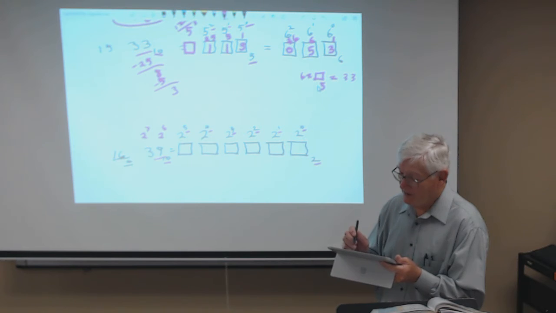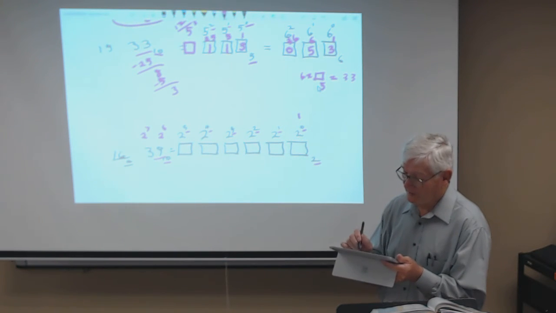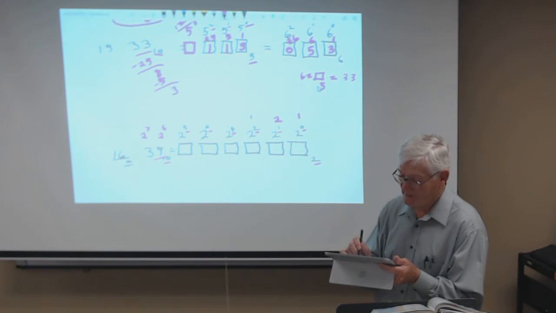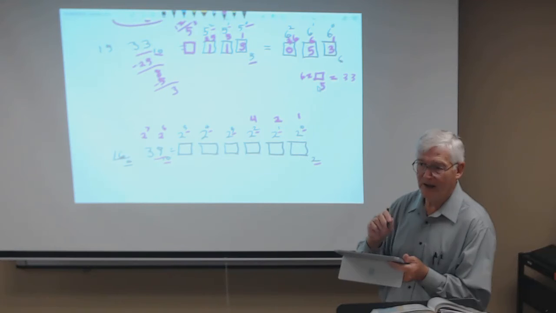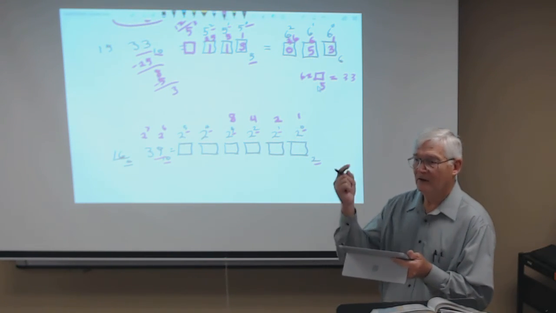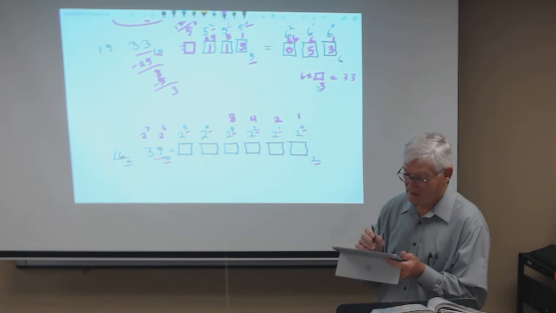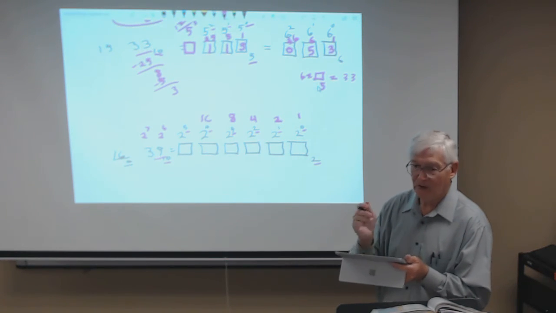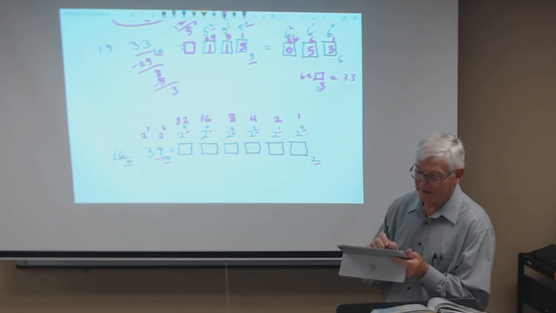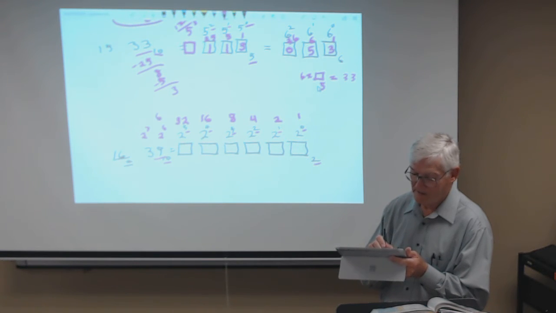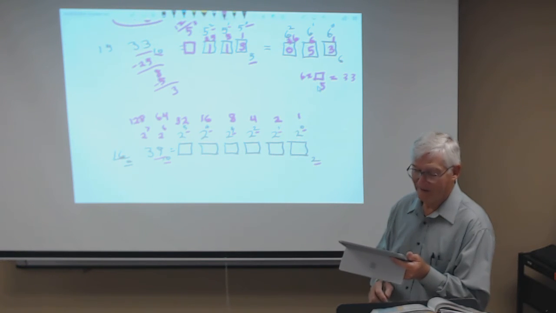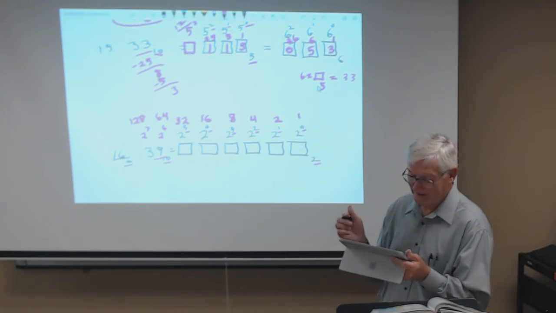So what's 2 to the 0? That's 1. What's 2 to the 1st? That's 2. What's 2 to the 2nd? 2 times 2 is what? 4. What's 2 to the 3rd? 2 times 2 times 2? 8. What's 2 to the 4th? 2 times 2 times 2 times 2? 16. What's 2 to the 5th? What's 2 to the 6th? What's 2 to the 7th? Isn't that fun? We could just keep going, except we need to get this stuff done.